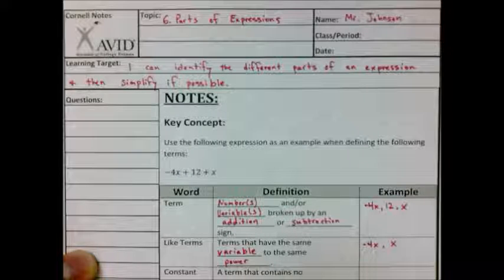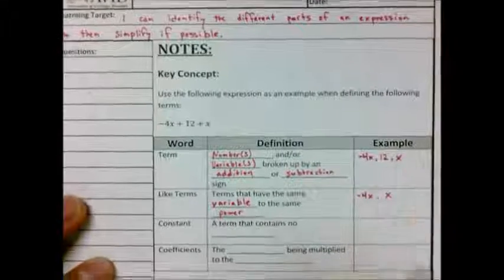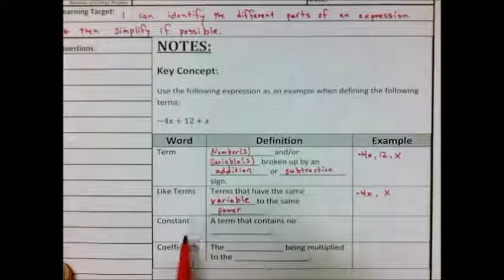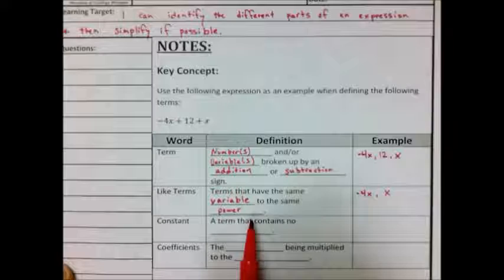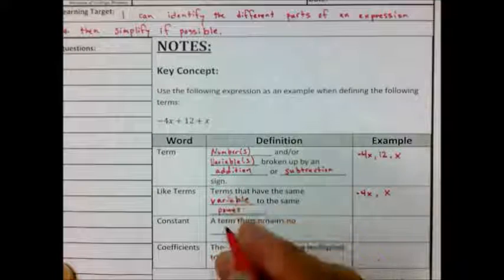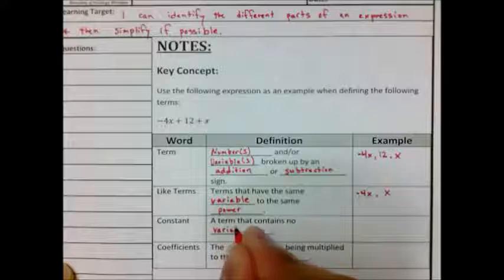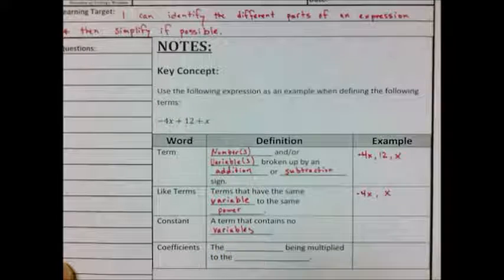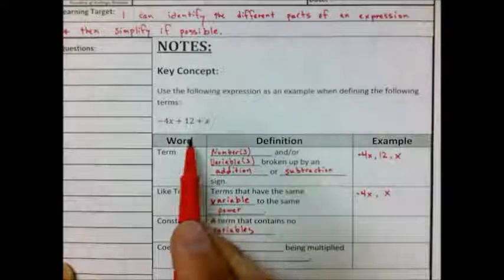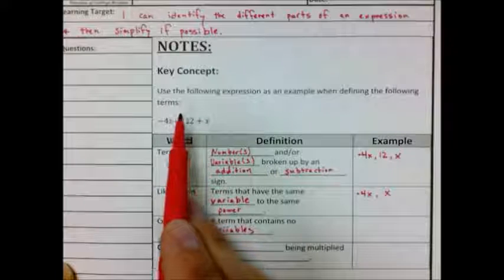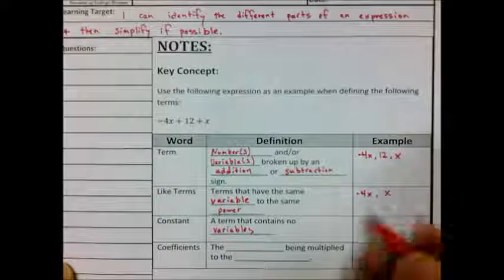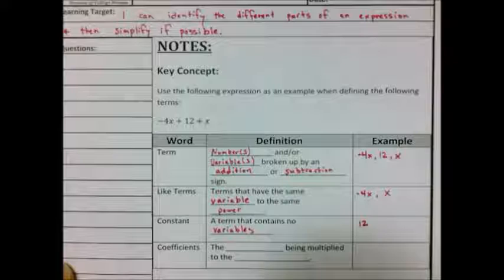Let's go ahead and shift down here just a little bit. A constant is a term that contains no variables. So an example of that here, based on our expression, 12 is the only one that doesn't contain any variables, so your example of that is 12.